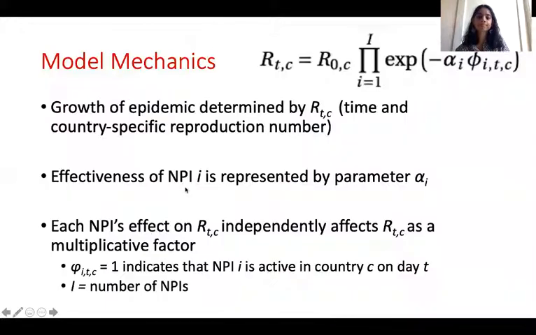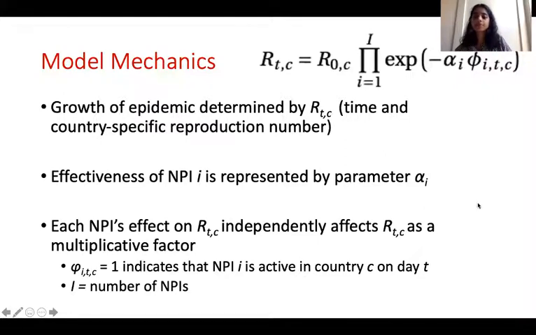So this just briefly shows the model mechanics to get to this time and country-specific reproduction number RTC, which then determines the growth of the epidemic. We can see that it depends, again, on this basic reproduction number R0C, and then this product of the NPI effectiveness term. The effectiveness of NPI I is represented by the parameter alpha of I, and each NPI's effect on RTC independently affects this term as a multiplicative factor. Again, this phi of ITC is this dummy variable, which when multiplied with the alpha of I gets us to this product term that can help us find this time and country specific reproduction number.